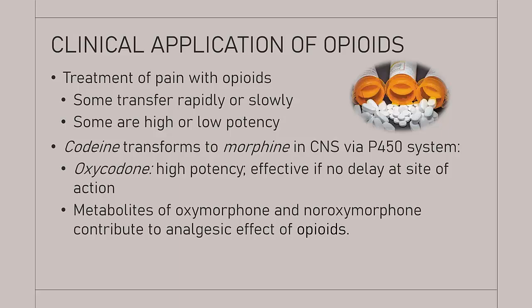Oxycodone is high potency and works peripherally with the mu-opioid receptor, and it's effective when there is no delay at the site of action. Metabolites of these medications, such as oxymorphone and noroxymorphone, also contribute to the analgesic effects of opioids.